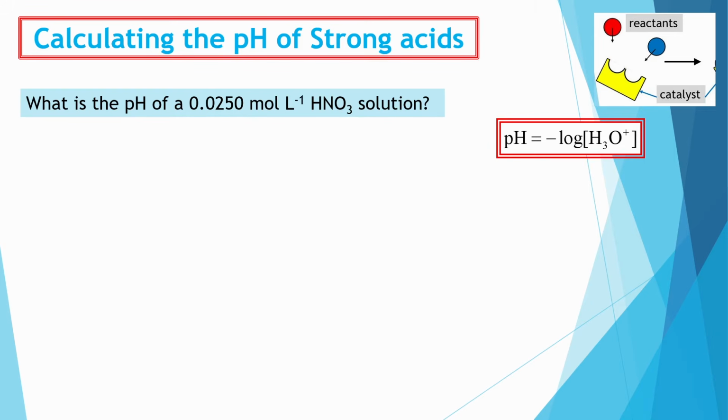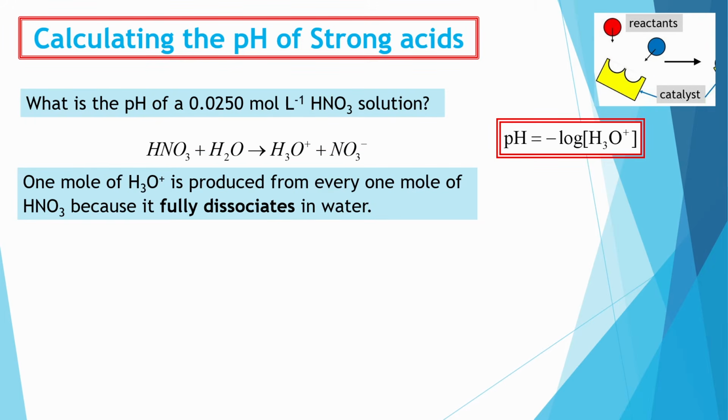The first thing I need to do is make an assumption. Because I know this is a strong acid, I know that it's going to react with water to produce H3O+. Notice every one of my strong acid particles produces one H3O+ particle. The ratio of moles is equal because it's fully dissociated, therefore the concentration of H3O+ is just equal to the concentration of the acid. So you might automatically make that assumption, but you should state it.